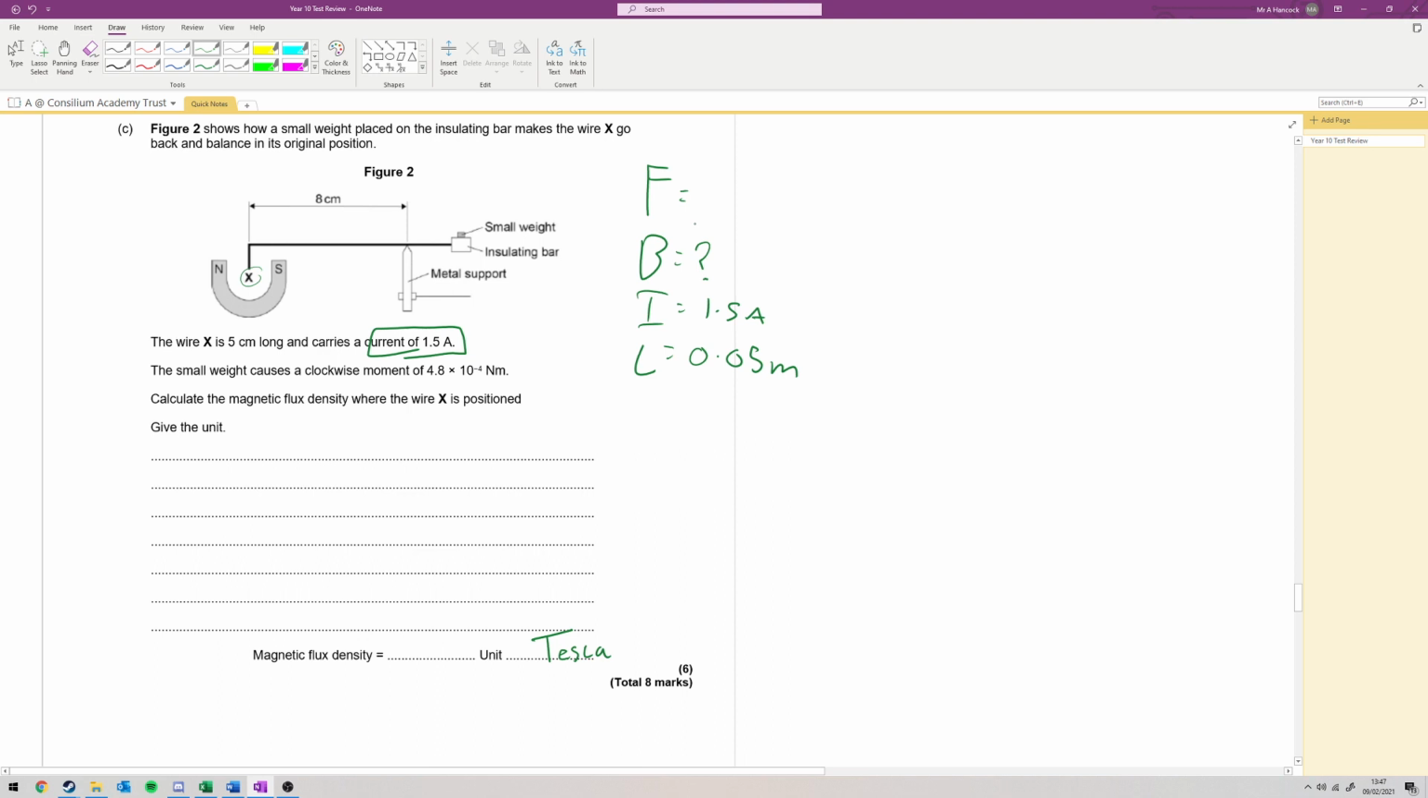F, they have not given you F. What they have given you is a moment equals 4.8 times 10 to the minus 4. If you used this as your force, you lost 2 marks, but you could still get 4 out of 6, which is a very good score still for a grade 9, grade 8 question. They gave you the length of this. Okay. So I'm going to call this distance because it's distance from pivot.